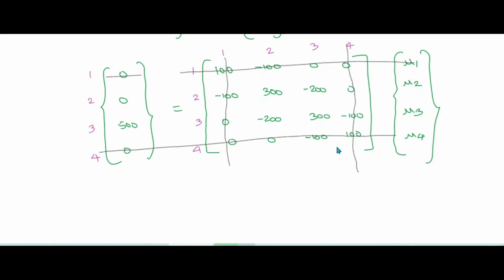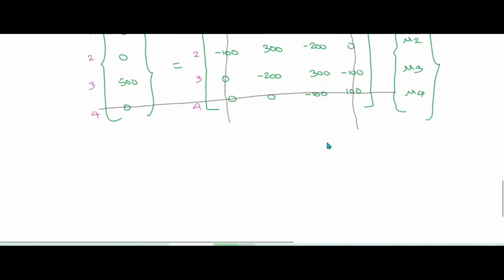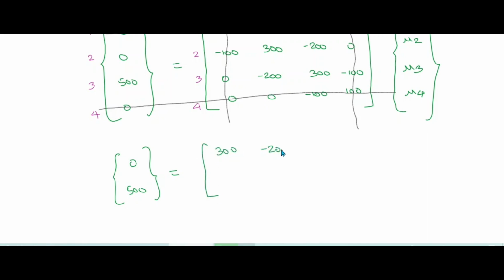So what are the remaining terms? That will be considered for calculation. My remaining terms will be 0, 500 is equal to 300, minus 200, minus 200 and 300, into the values U2 and U3.